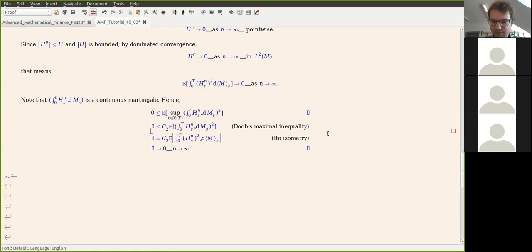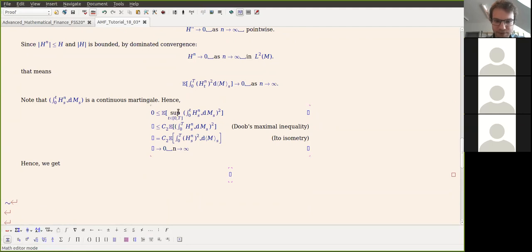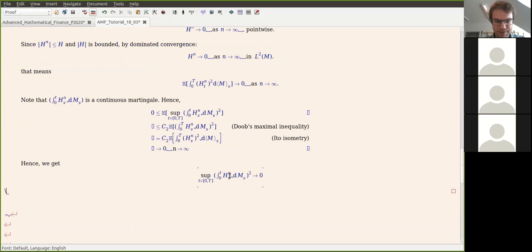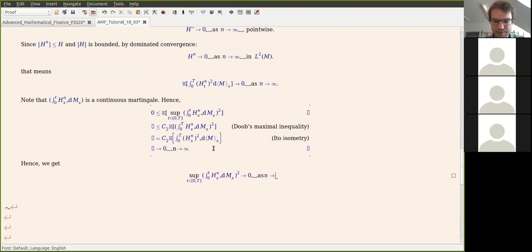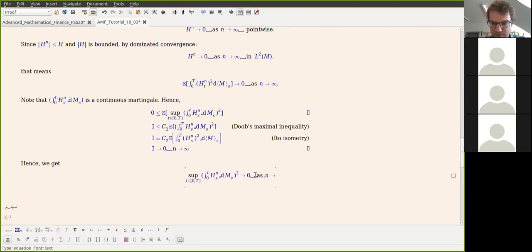And so we get this object here goes to 0 as n goes to infinity.